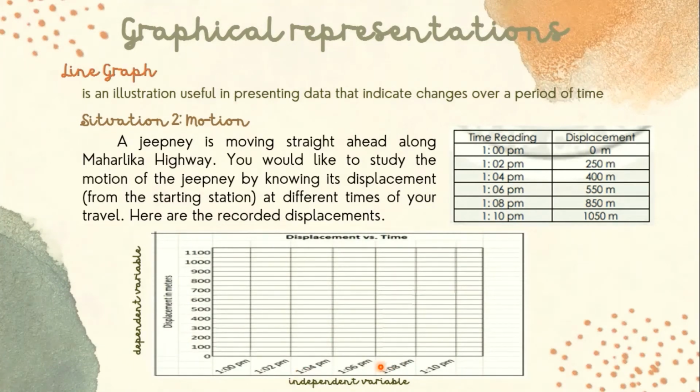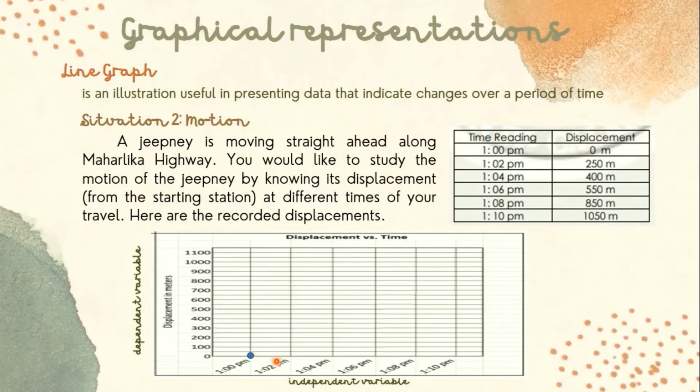Yung independent variable natin ay nasa baba pa rin, which is time. At yung ating displacement na dependent variable ay nandito pa rin sa ating y-axis. Pansinin natin dito para sa ating displacement which is recorded in meters, nagsimula tayo sa 0 and then by 100s yung ating sinet. Once you're able to set your elements in their x and y axis, we can now start plotting starting from 1 p.m. which is 0 meter. Ito yung ating 1 p.m. Ito naman yung 0. Intersection nila ay ito.